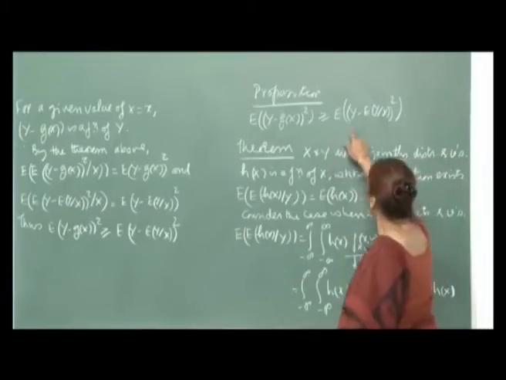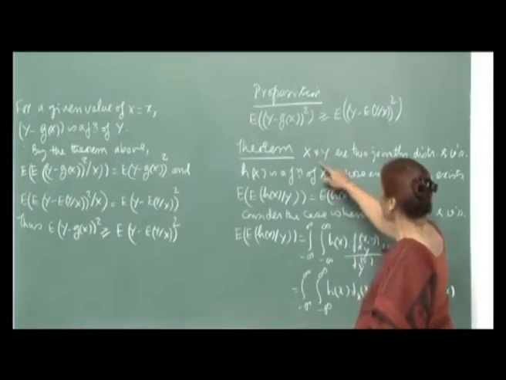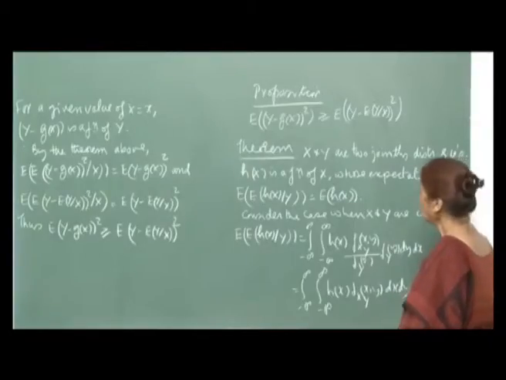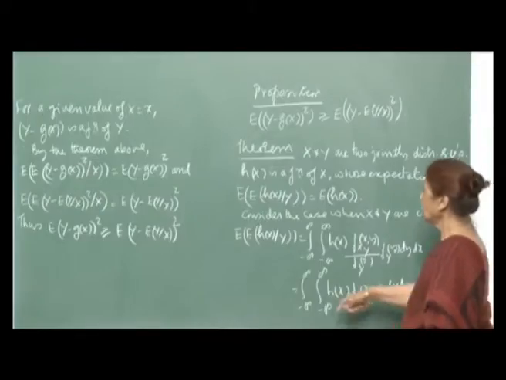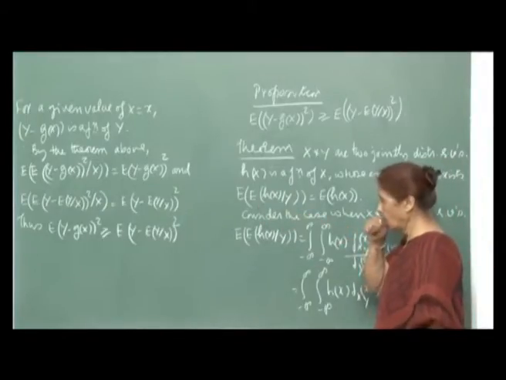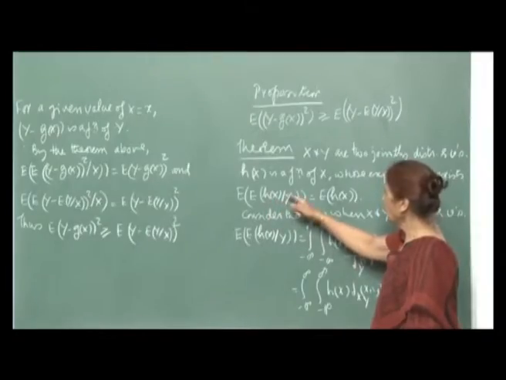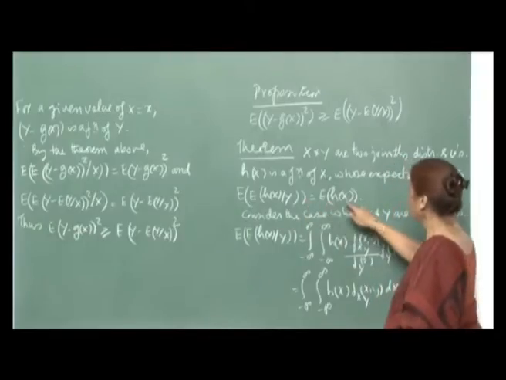Before we prove this proposition, I would like to state a theorem. In fact, the proof is also straightforward. The theorem says that if x and y are two jointly distributed random variables and h of x is a function of x whose expectation exists, then if you have the conditional expectation of h of x given y, and then we take the expectation again, this will come out to be the expectation of h of x.